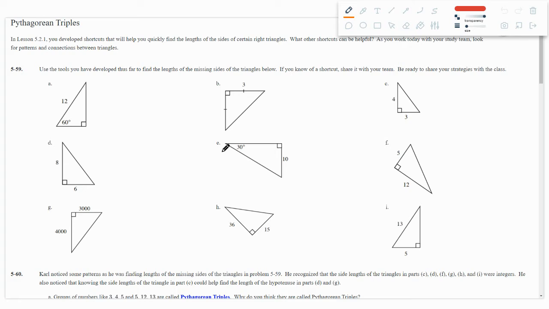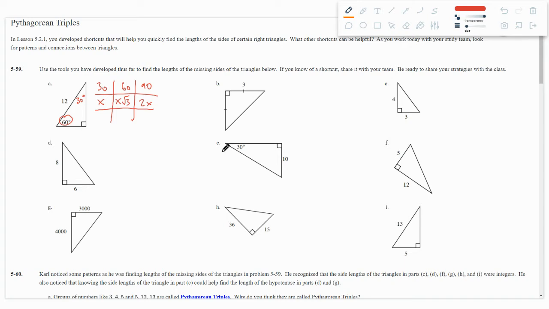So to start, we're looking at part A, and we see this 60-degree angle. If we have that 90, then this is going to be 30 degrees. So we have a 30, 60, 90 triangle. So I'm going to go ahead and make our little tic-tac-toe board. With a 30, 60, 90, you just write 30, 60, 90 on top. And then it's going to be x, x root 3, and 2x.